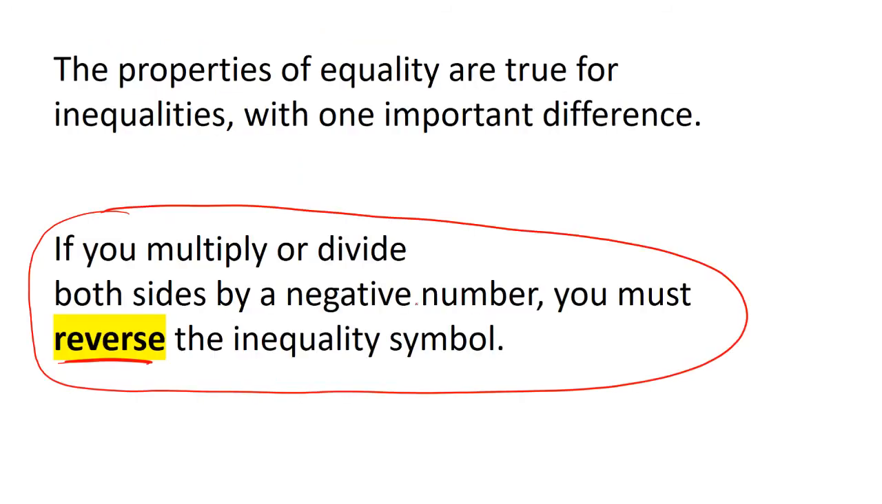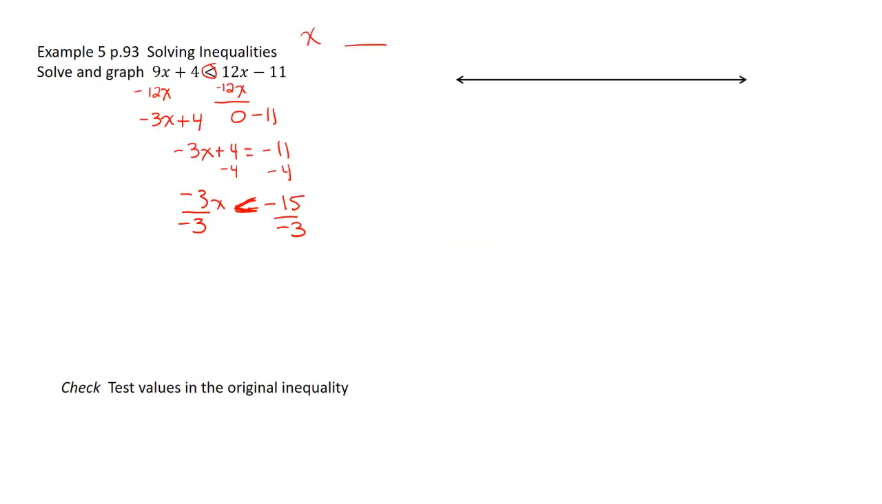Now let's go back to our rule. If you divide both sides by a negative number, you must reverse the inequality symbol. So we're going to change this. Negative 3 divided by negative 3 is positive 1, so we have x, but we have to change the symbol to say is greater than positive 5, because negative 15 divided by negative 3 is positive 5. So our answer is actually x is greater than 5.